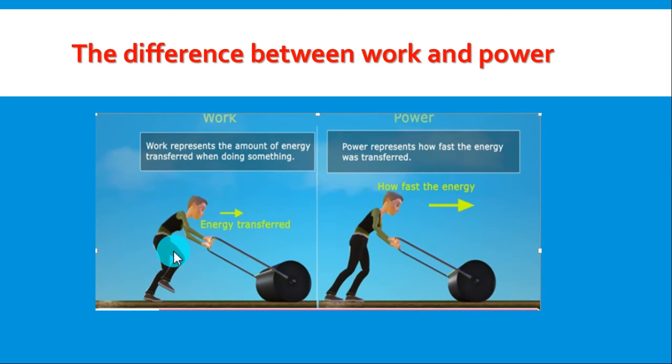The difference between work and power. Now, work represents the amount of energy transferred when doing something, when you are moving an object from here to here. What is work here? I want to see how much energy has transferred from kinetic, for example, to potential, or from potential to kinetic. That's it. The amount of energy transferred. Power represents how fast energy was transferred, how much time it takes until energy transfers from one form to another. This is the difference between work and power.